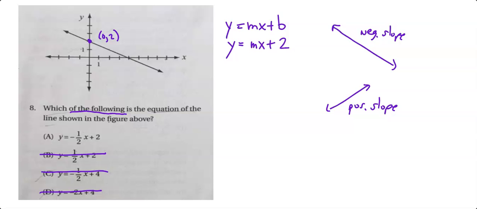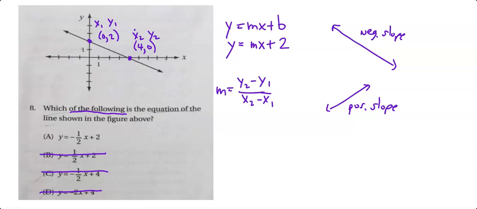Now, if we want to just calculate the slope, then we could pick any 2 points. Let's pick these two right here. And the slope formula says y2 minus y1 over x2 minus x1. It's the difference in the y values divided by the difference in the x values. Okay, so if we call this x1 y1 and x2 y2, we can just plug these numbers in.